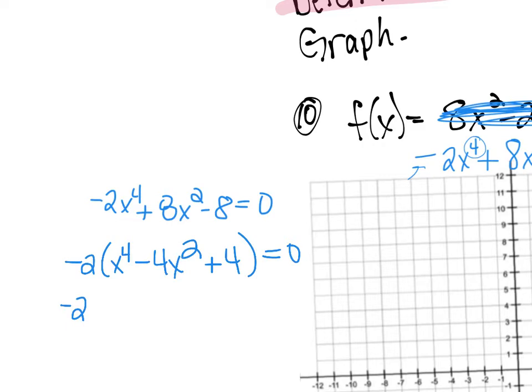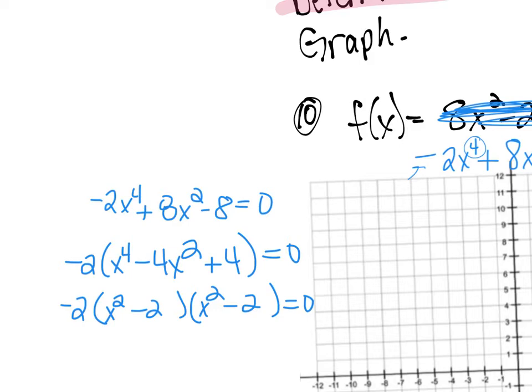What times what gives you x to the 4th? X squared, x squared. Good, Mia. What gives you positive 4 when you multiply, but a negative 4 when you add? Minus 2. Minus 2. When you FOIL that back out, you would get x to the 4th minus 2x squared plus 4. Then you'd combine the 2 negative 2x squareds and get the negative 4.